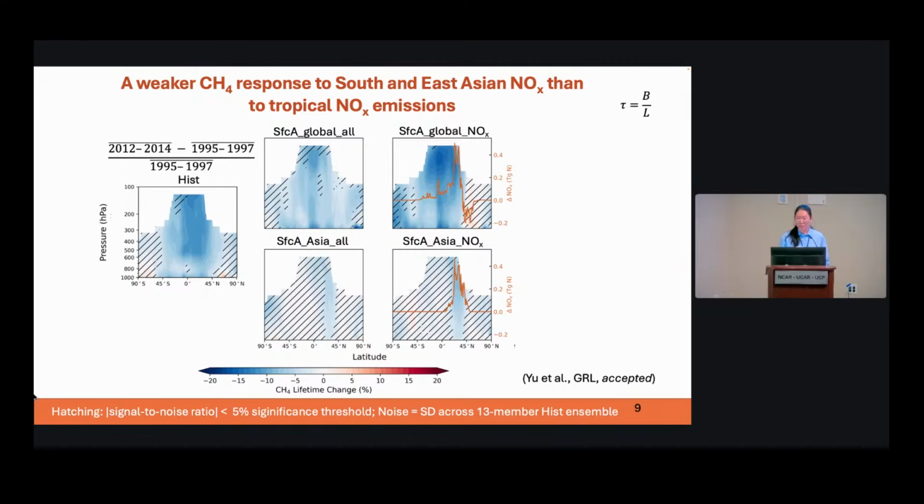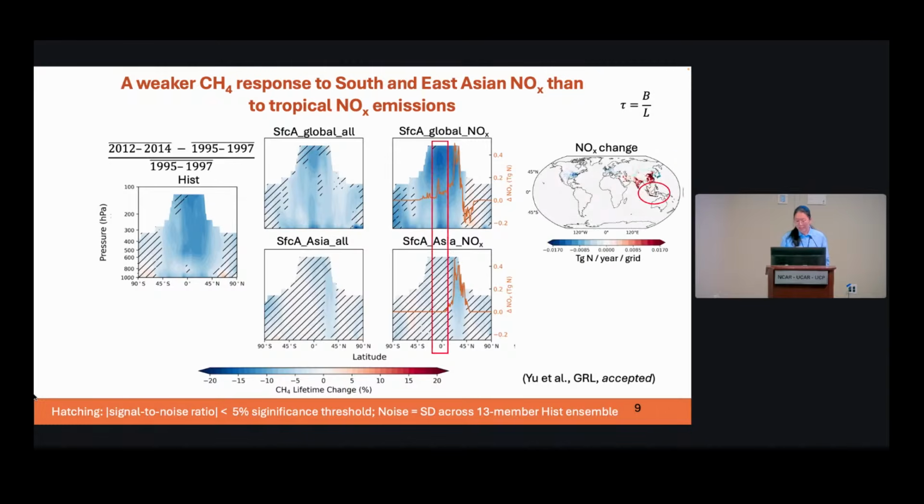And the lines show the NOx emission changes as a longitudinal average. So you can see that even though the Asian emissions account for a lot of the NOx emissions, they didn't really change the methane lifetime much in the bottom right panel. It's only in a narrow longitudinal band. And notably, the Southeast Asia emissions actually affect the methane lifetime change a lot. So this implies that we can see a larger impact of the South and East Asian NOx emissions on ozone than on methane.